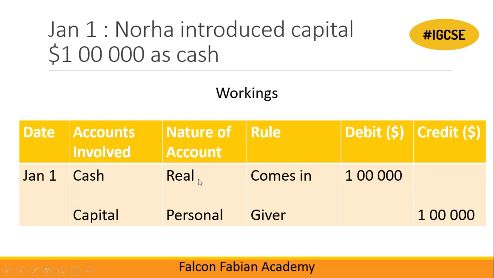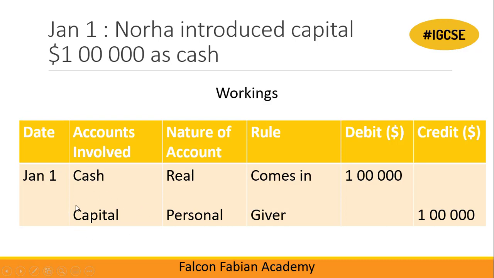And the rule for real account is debit what comes in and credit what goes out. So here cash is coming in, so I have written comes in, and the value will be written in the debit column. Why? Because the rule is debit what comes in. Now the second account is capital.